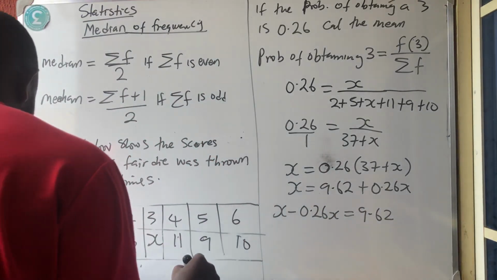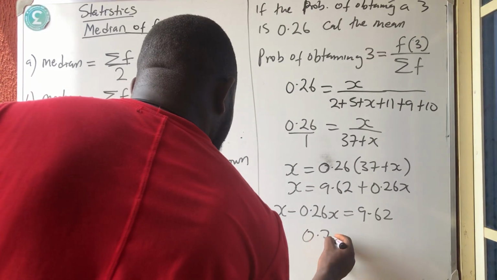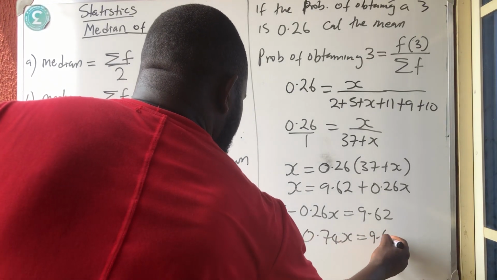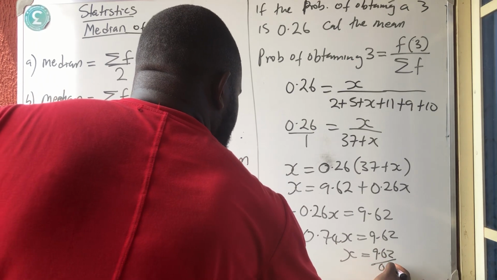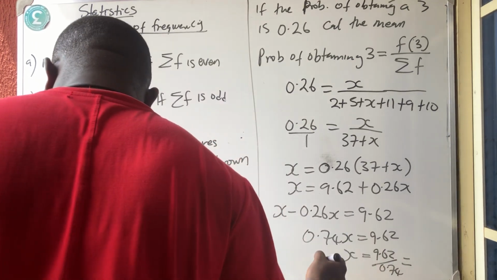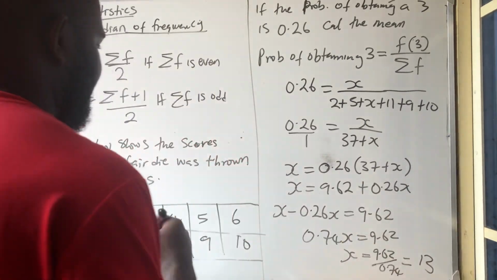So collect like terms to have x minus 0.26x is equal to 9.62. Therefore 0.74x is equal to 9.62. So x becomes 9.62 divided by 0.74. So I'm left with 13. So I've gotten my x to be 13.